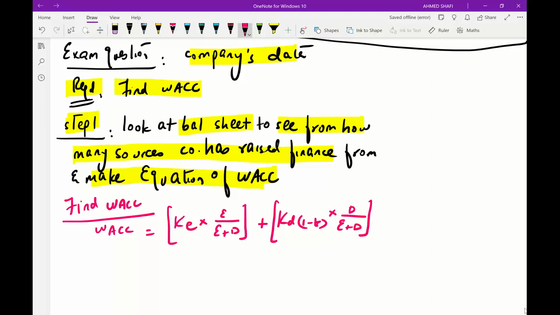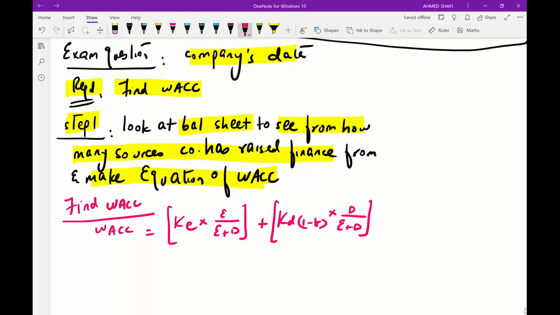What is the advantage of making the equation? Once you make the equation, you are clear how many variables you need, and this will help you very much in the exam, just to check when we do the question. I am telling you the first step. When a question asks you to find WACC, every question of WACC will ask you this requirement, find WACC. Look at the balance sheet to see from how many sources it has raised finance and make the equation.